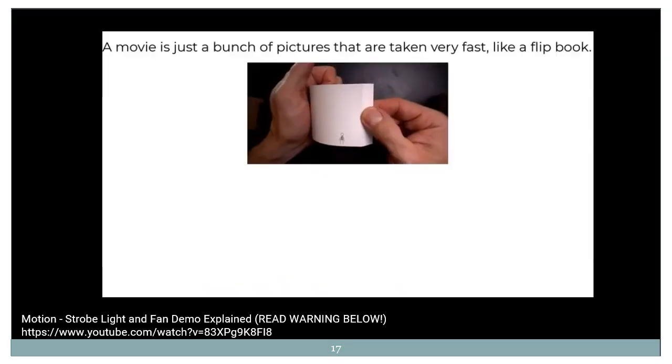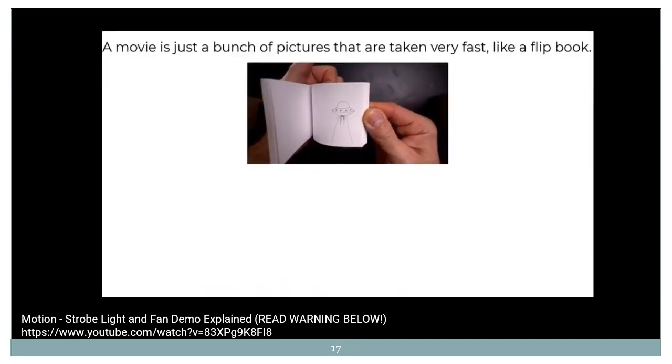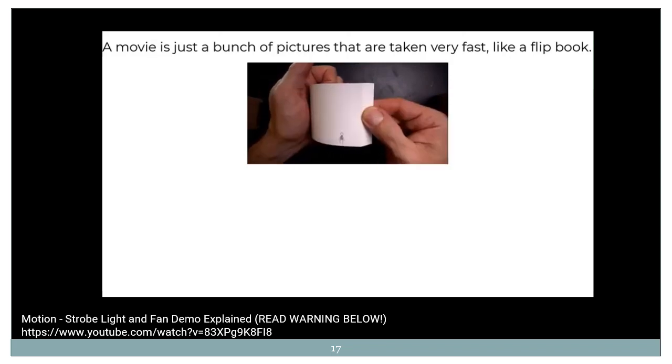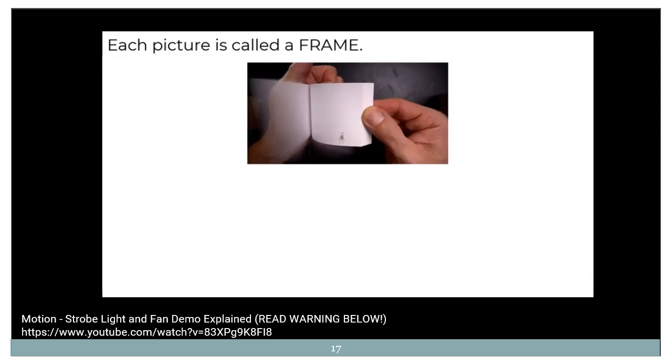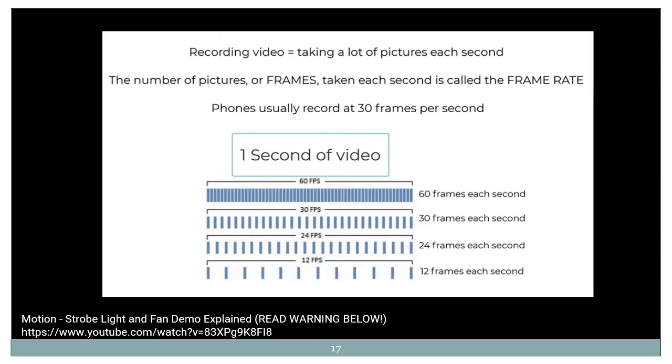throughout the video. So a movie is just basically a bunch of pictures that are taken really fast, kind of like a flip book. And each of those pictures we refer to as a frame. So each frame of a movie is a picture. Now, different things record at different frame rates. Your phone typically records at 30 frames per second, which means that every second it takes 30 pictures when you're recording a video.